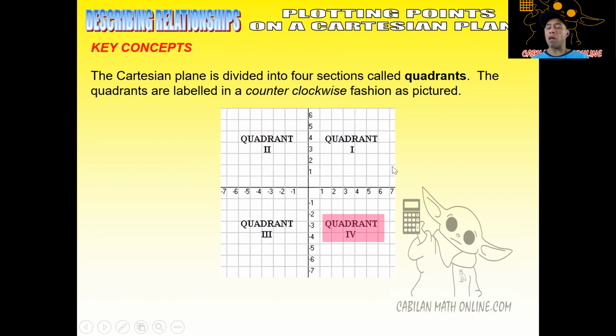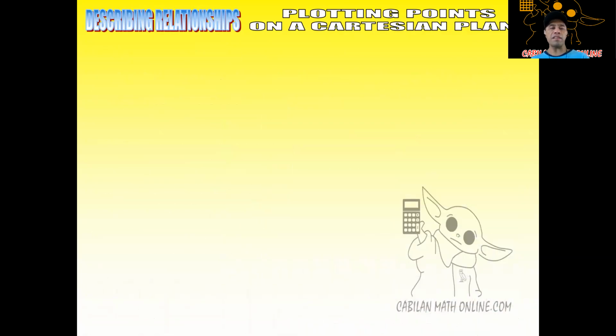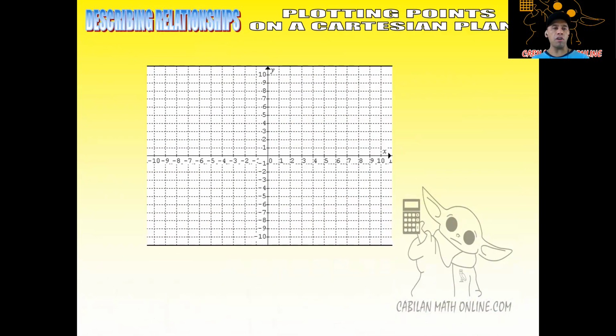Now, what we're going to see later on in one of our final examples is that once you plot points, each point is going to have certain characteristics that only belong to that quadrant. So we'll talk about it when we get to that part of the lesson. All right, let's start off with the basics over here. So let's learn how to plot points.